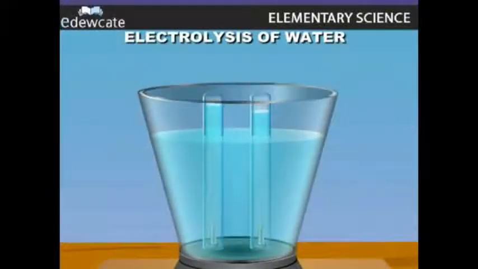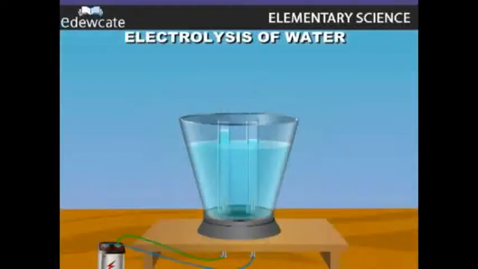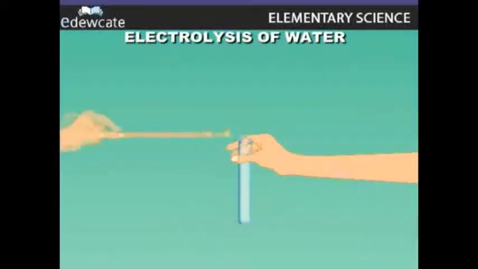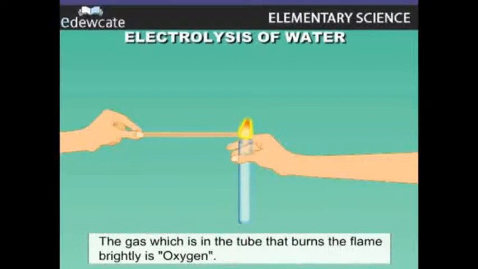After 30 minutes, examine the volume of each gas formed in the test tubes. Are the volumes of gases equal? Introduce a glowing splinter into the test tube in which less amount of gas is formed. The splinter burns brilliantly. Therefore, we can say this gas is oxygen.